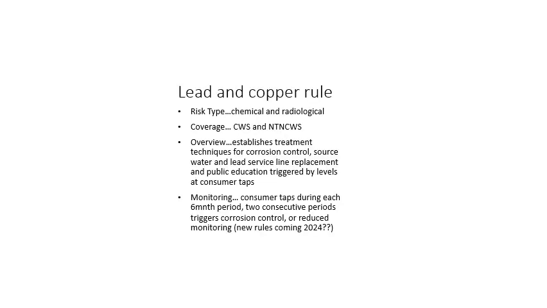Lead and copper rule. The risk type is chemical and radiological. The coverage is community water systems and non-transient non-community water systems. The overview: it establishes treatment techniques for corrosion control, source water, and lead service line replacement, and public education triggered by levels at consumer taps. The monitoring is at consumer taps during each 6-month period. Two consecutive periods trigger corrosion control or reduced monitoring. This rule is changing in 2024.